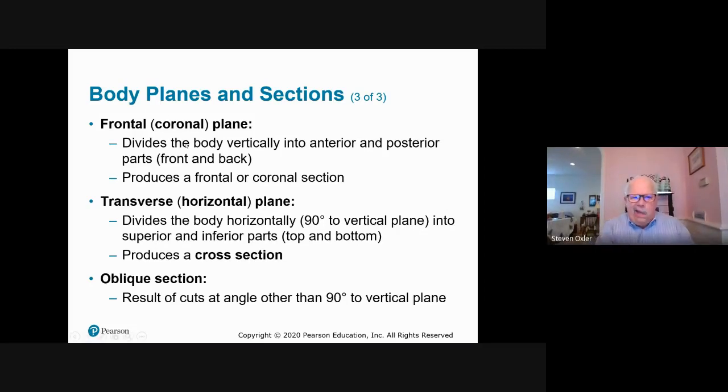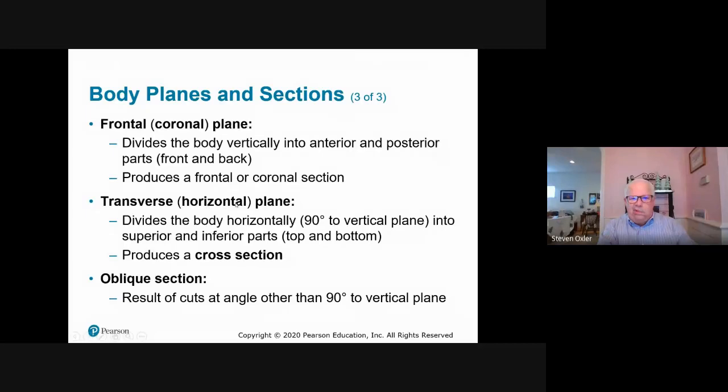This plane divides the body into front and back. So you have an anterior section and a posterior section. It's cutting the body from the head on down, front and back. It produces a frontal plane.